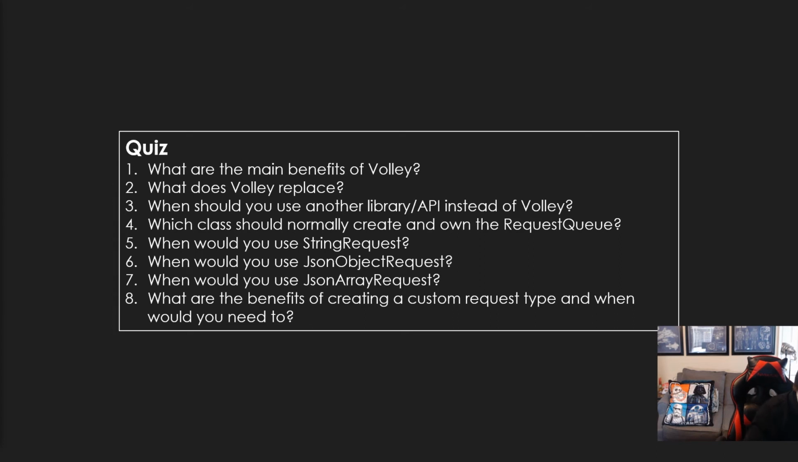And basically, JSON Object request you should use when you're expecting a JSON object back. JSON array you should use when you have a JSON array coming back. And as far as custom requests, there were a few different responses that I saw. A big thing to look at is what I've written into the custom request thing. There's a lot of things there.